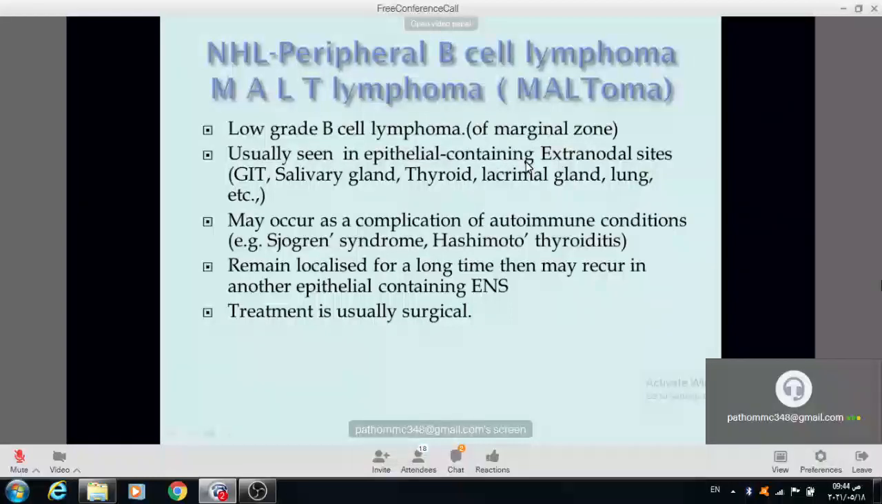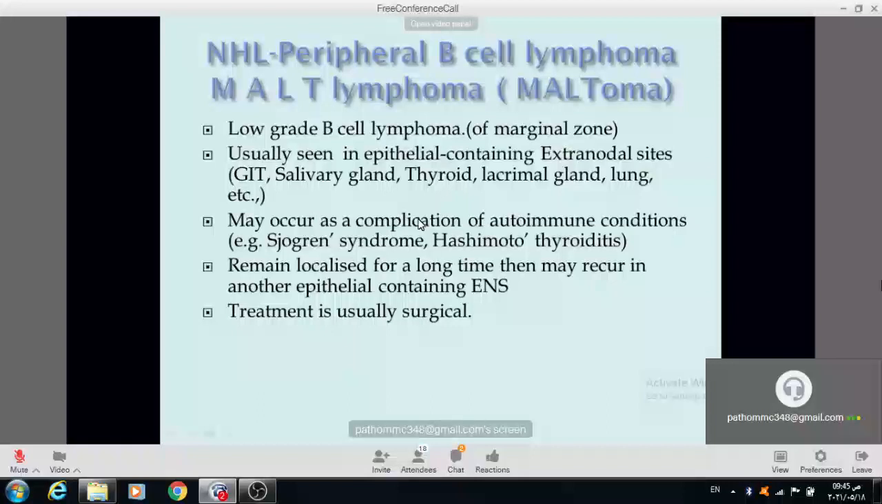The maltoma is usually seen extranodal. In the GI system, in the stomach for example, it could be seen in the salivary gland, the thyroid, the lacrimal gland, the lung, and so on. The maltoma arises in the mucosa associated lymphoid tissue. So usually they are extranodal type, okay? So it is called maltoma.